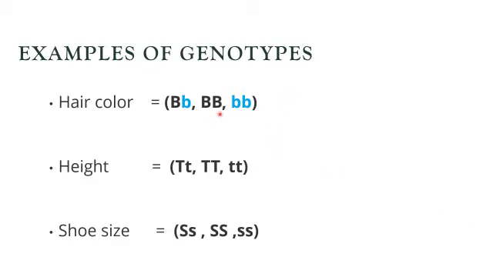Examples of genotypes: hair color. So we can write this one, like this one, and this one. Height, this one, and this one. Shoe size, we can write those genotypes, or we can represent the shoe sizes like this one, and this one. So in writing genotypes, we are representing genotypes in terms of letters, which represent those alleles. One genotype is composed of a pair of alleles or two alleles.